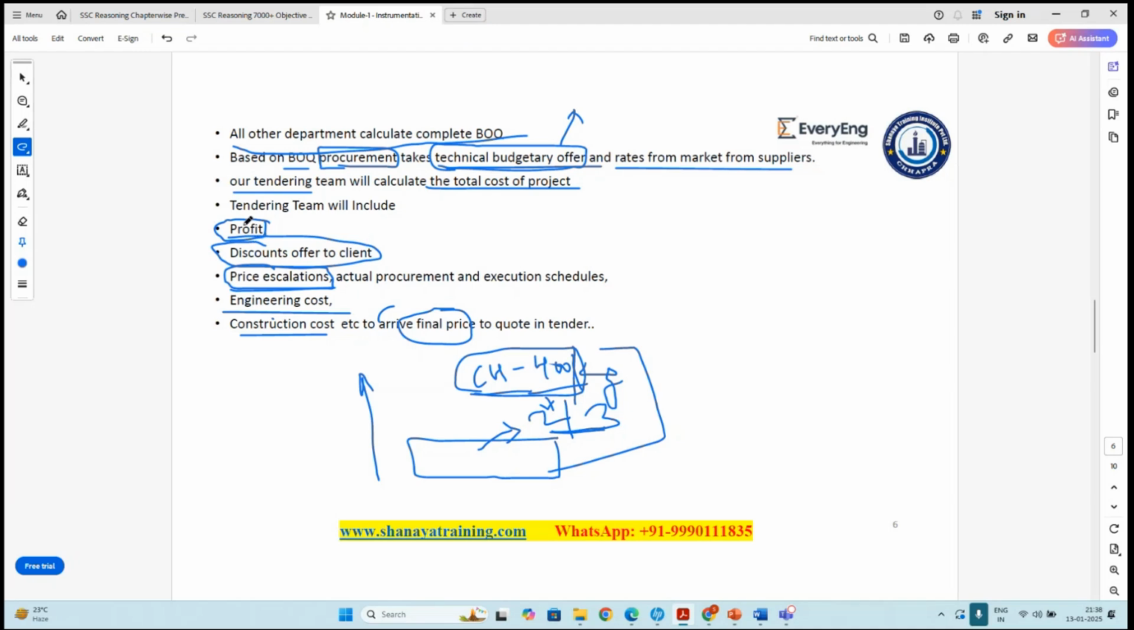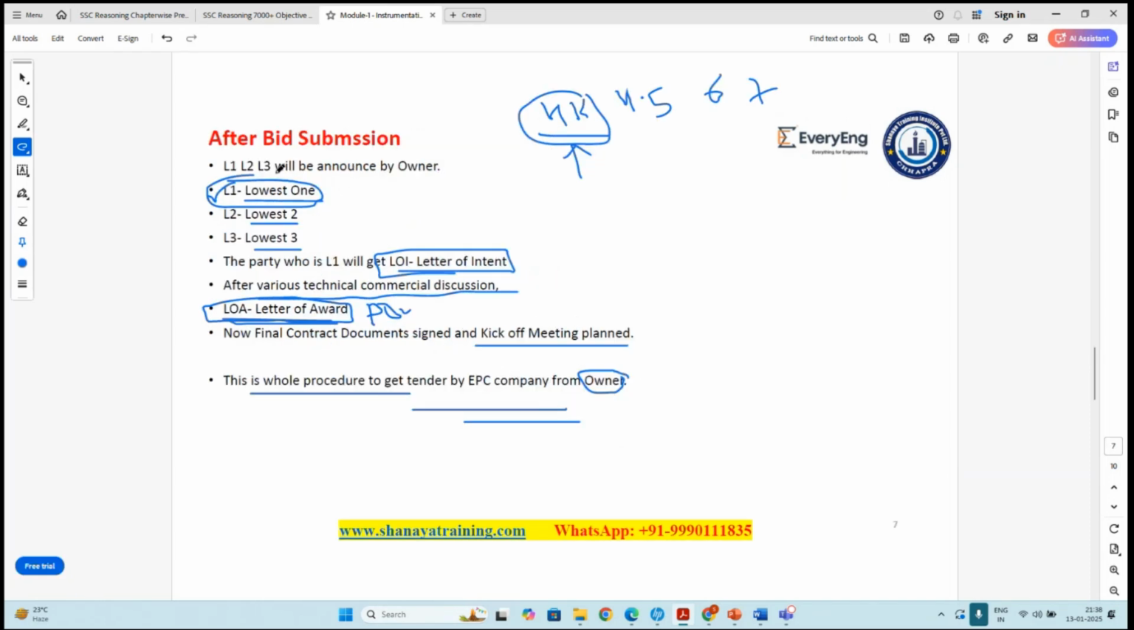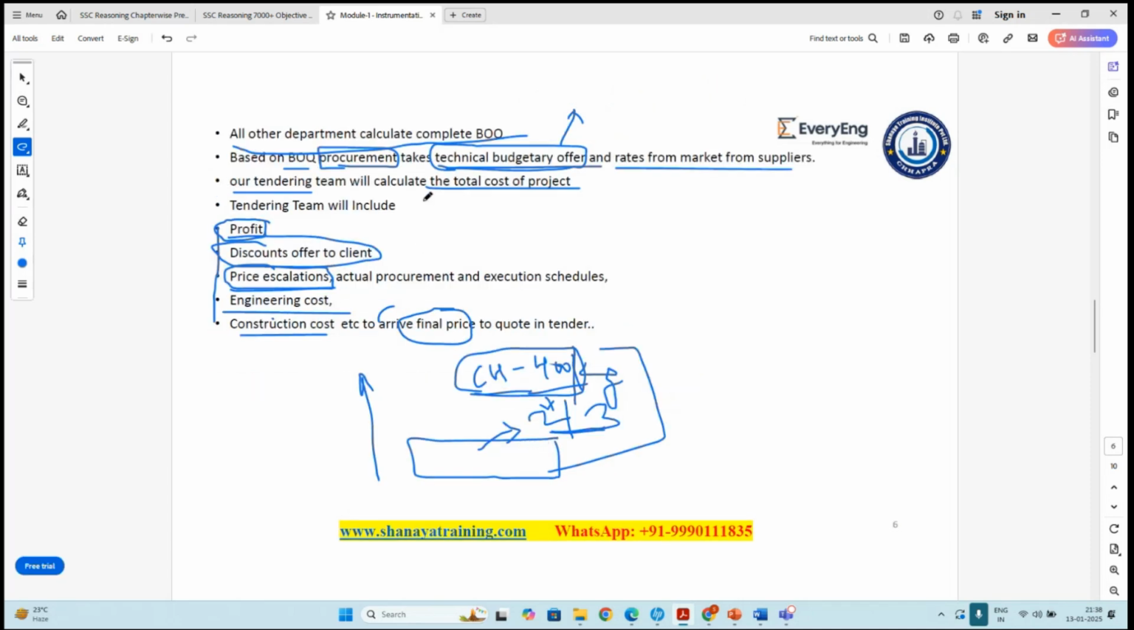After that, the tendering people will add other prices like profit, discount, escalation, engineering cost, construction cost, everything they will discuss and add here. After that, they will quote, and the party who quotes the lowest price will get the order and PO from the owner. So this is the whole process for an EPC company getting a job from the owner, and the instrumentation team's role and responsibility is to calculate the bill of quantity and to review the technical budgetary offer. So this is the requirement from the instrumentation design team during the tendering of any project.